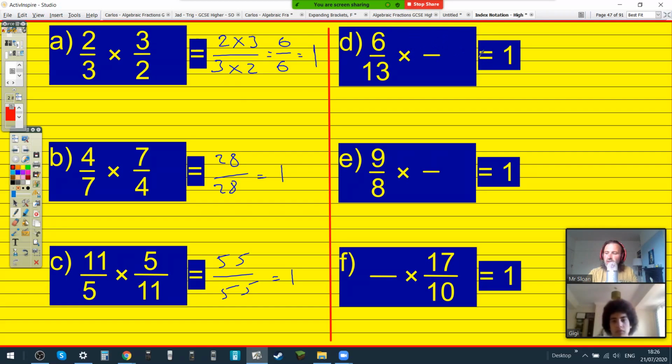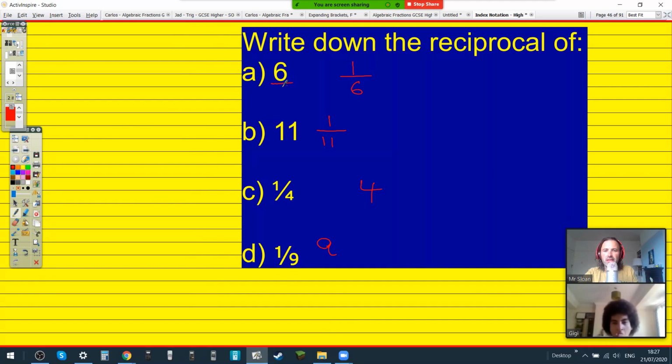6 over 13 times what makes 1? 13 over 6. Very good. 8 over 9. And 10 over 17. Well done. And the reciprocal is what you have to multiply it by to make 1. And so the reciprocal of a fraction, you just flip the fraction. And in fact, 6 is the same as 6 over 1. So the reciprocal, 1 over 6.